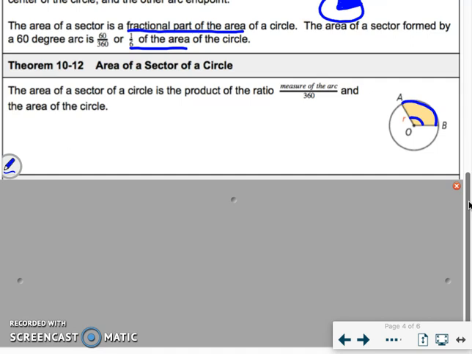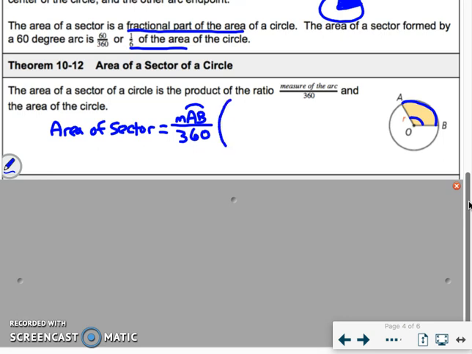So this one says the area of a sector of a circle is the product of the ratio. I'm going to write the formula as it's said in words here. The area of a sector is just equal to how many degrees that arc is. So I'm going to write the measure of arc AB over 360. It's the proportion. How much of the circle are we talking? If it's a semicircle, we're talking half of the circle, so half of the area.